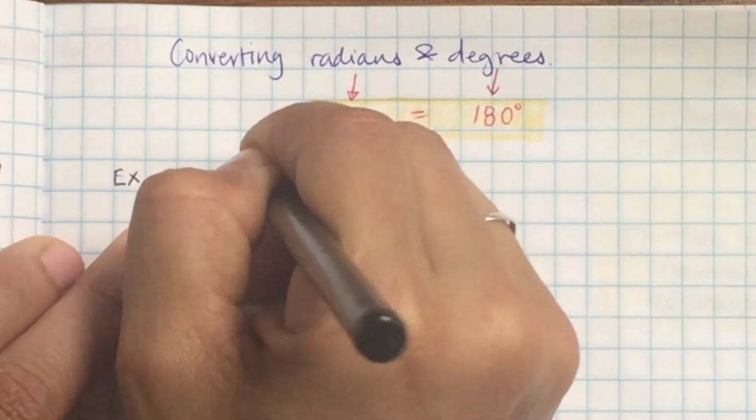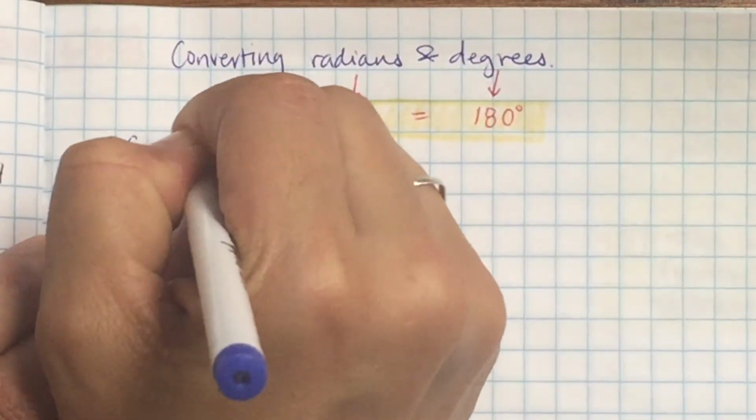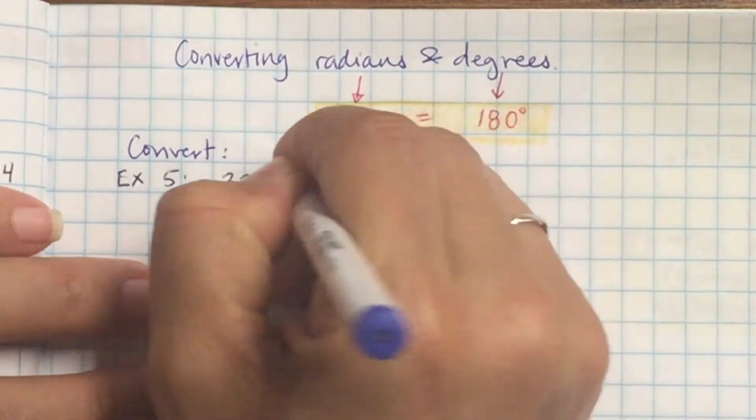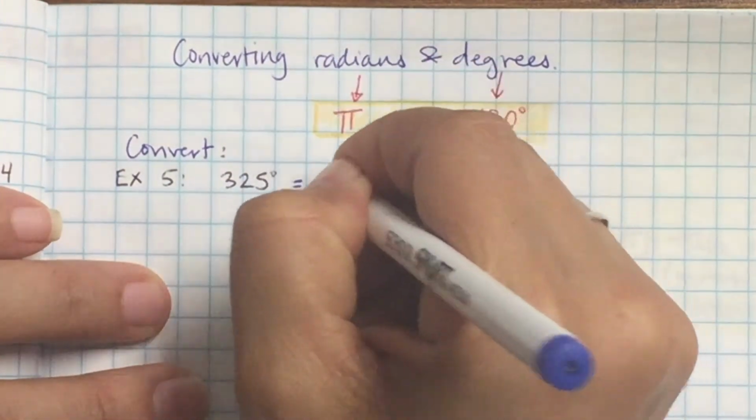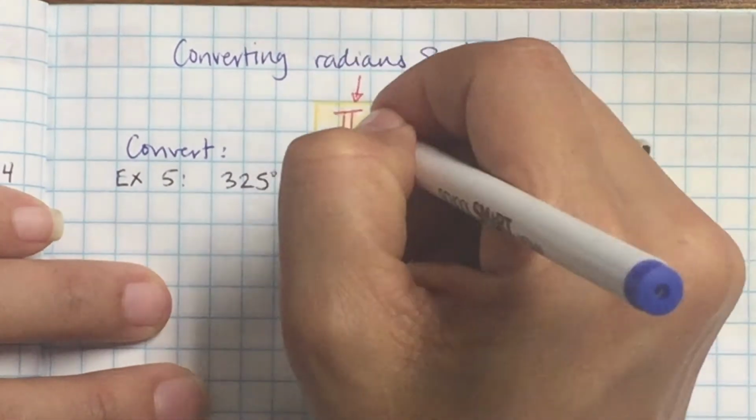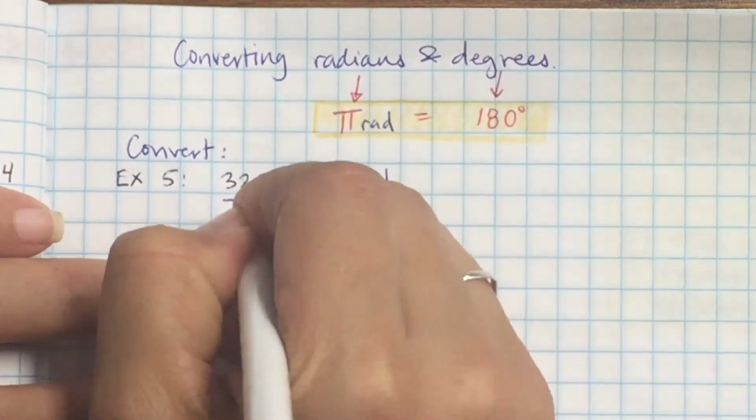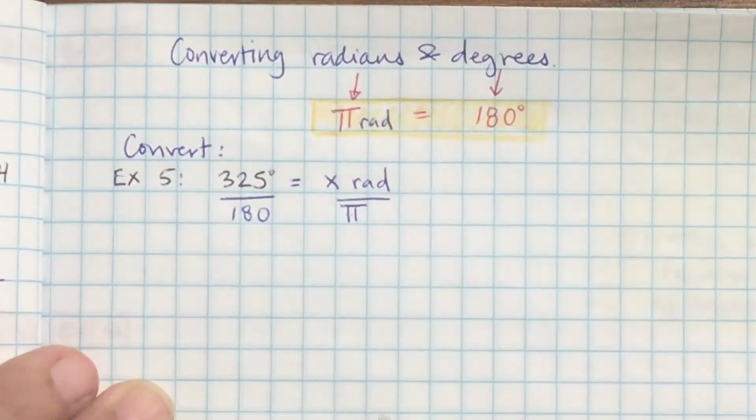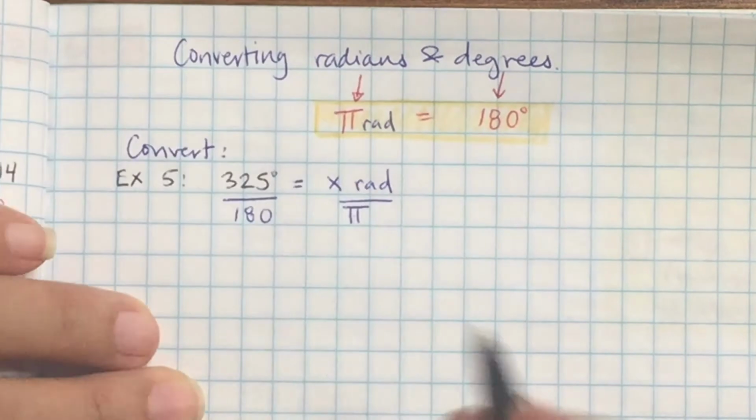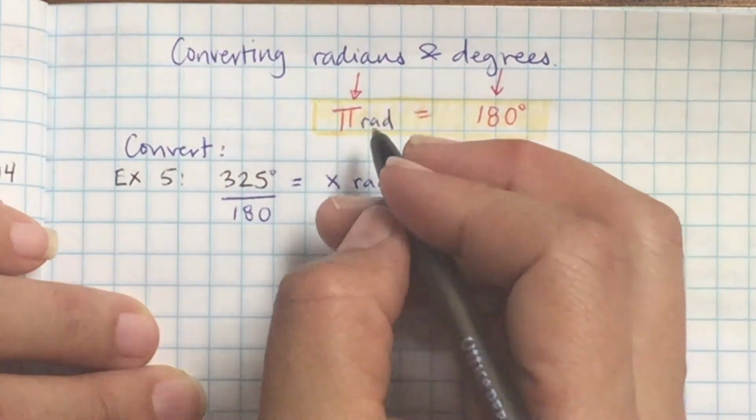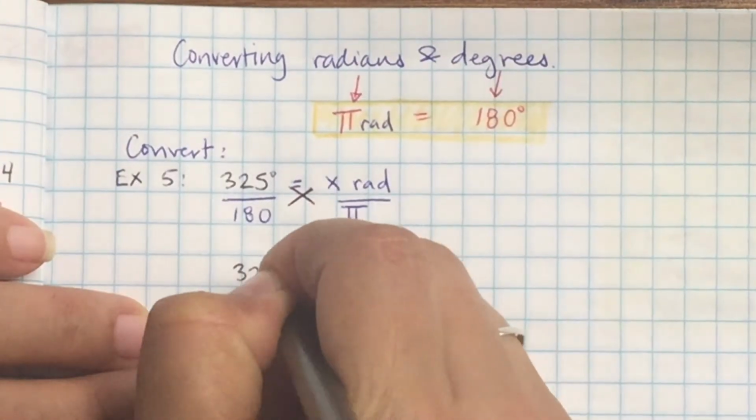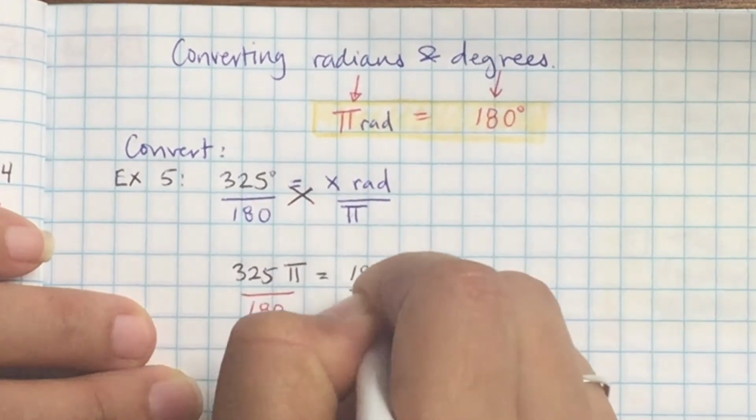So in example 5, if the question was convert 325 degrees into radians, you'd set it up like we did with similar figures. So degree with degree, radians with radians. I'm going to say x radians because that's the question. I want to know how many radians it is. Then you set up 180 degrees underneath degrees, and 1 radian underneath radians. Once you have that, it's just like we did before. Cross multiply and divide. So let's cross multiply. You're going to get 325 pi equals 180x. Divide both sides by 180.